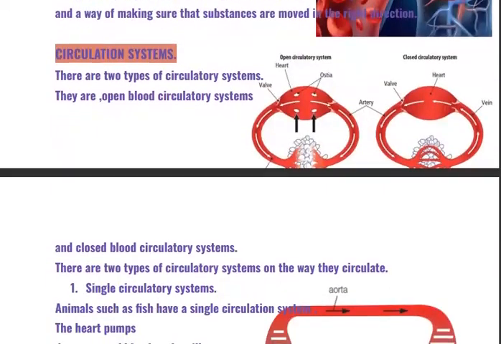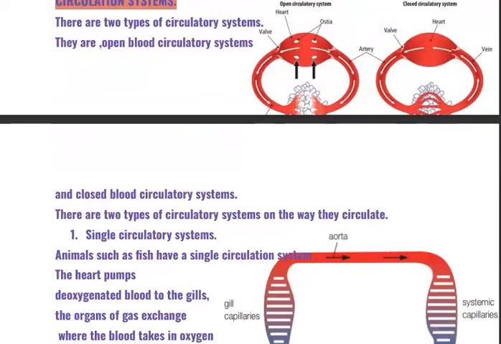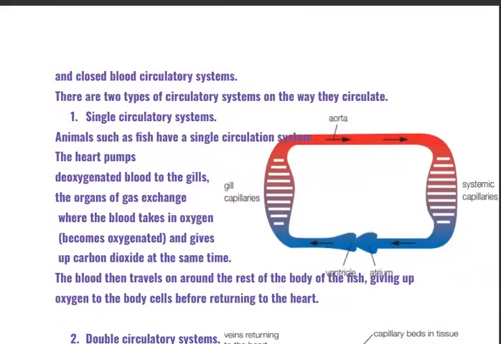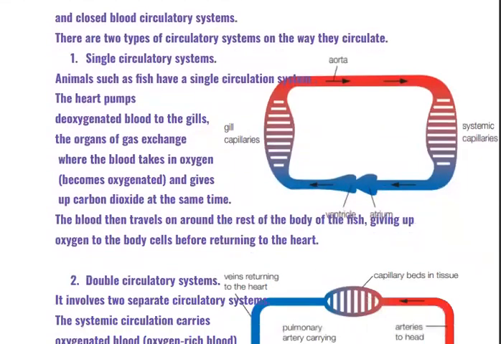Circulation systems. There are two types of circulatory systems. They are open blood circulatory systems and closed blood circulatory systems. There are two types of circulatory systems based on the way they circulate. 1. Single circulatory systems. Animals such as fish have a single circulation system.